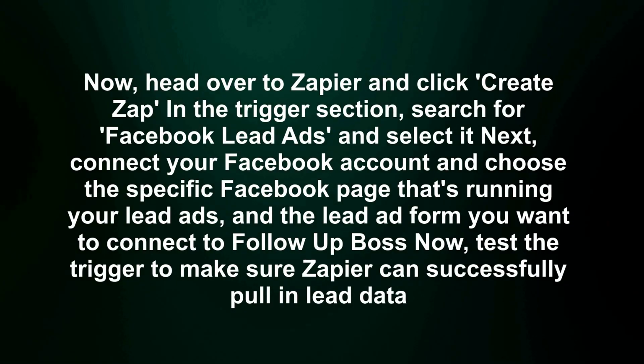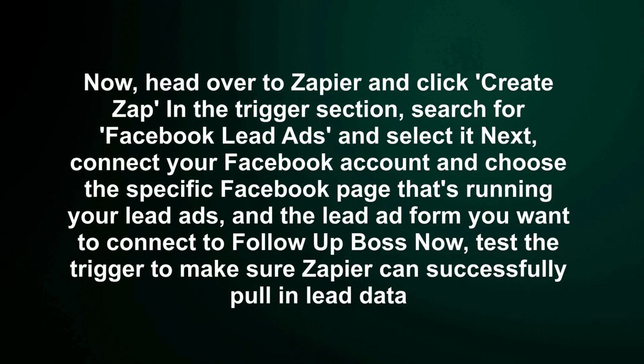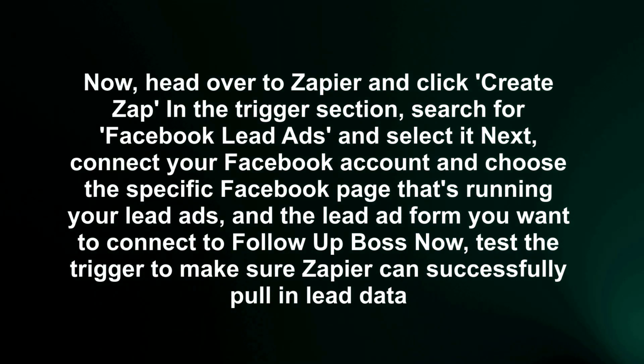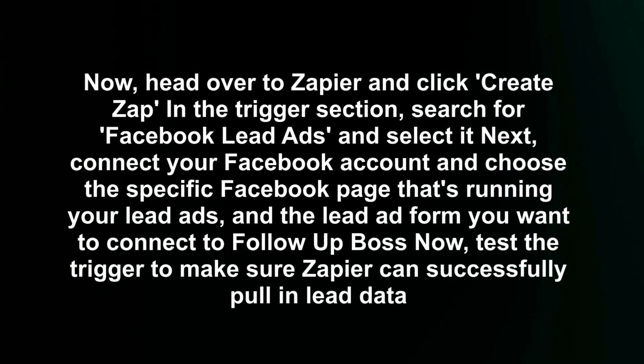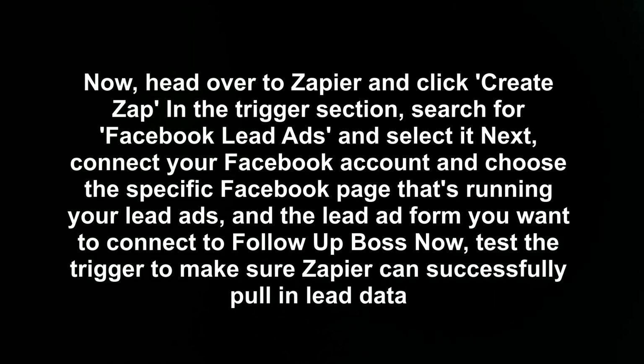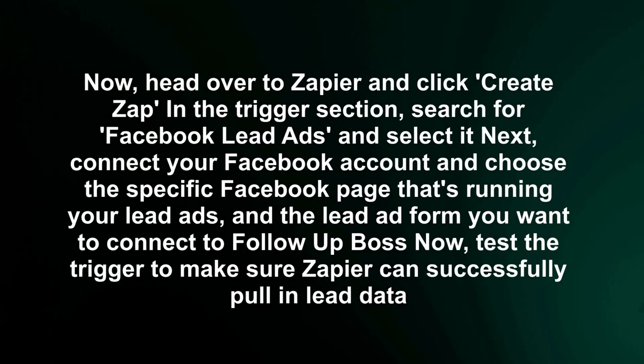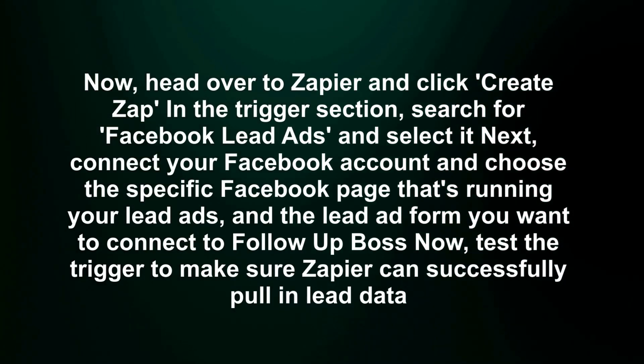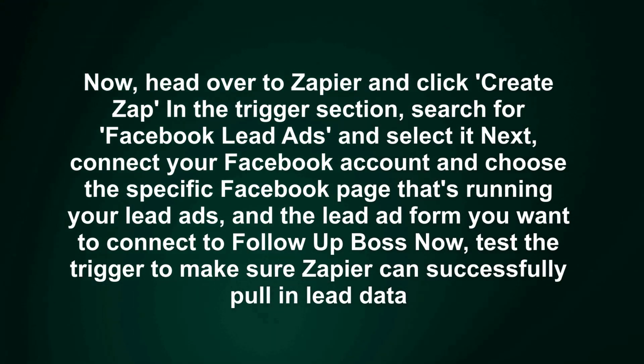Now, head over to Zapier and click Create Zap. In the Trigger section, search for Facebook Lead Ads and select it. Next, connect your Facebook account and choose the specific Facebook page that's running your lead ads and the lead ad form you want to connect to Follow Up Boss. Now, test the trigger to make sure Zapier can successfully pull in lead data.